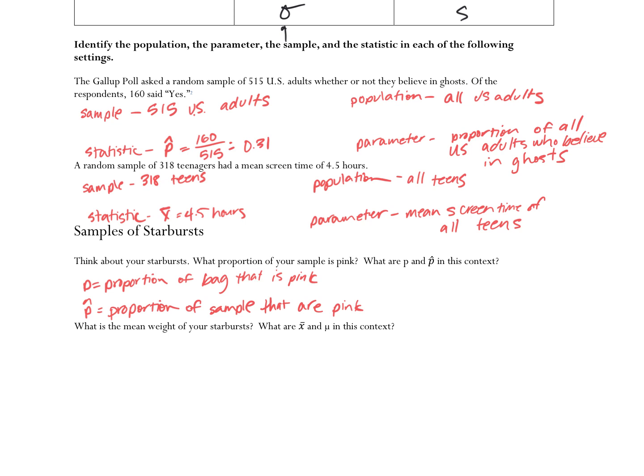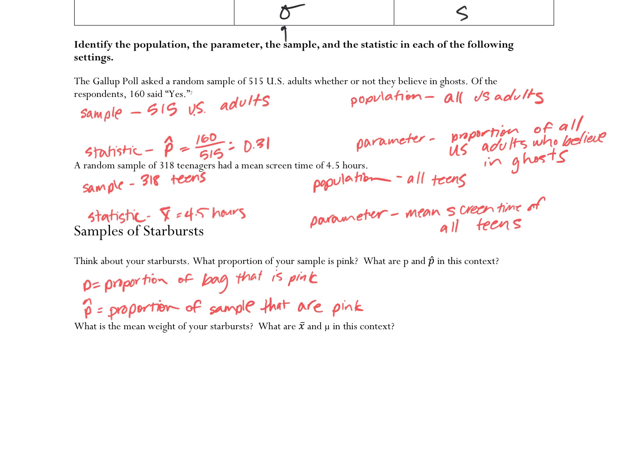Now, as we talk about this a little bit more, the proportion of the bag that is pink, is that a constant or a variable? If I have the whole bag, it's a constant because a parameter is a constant.